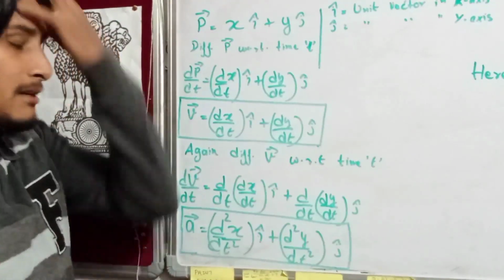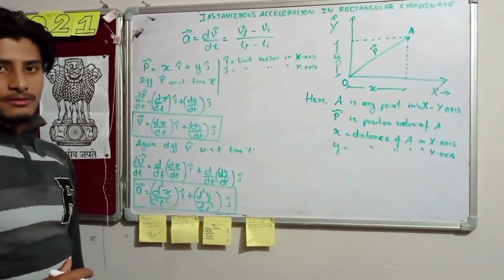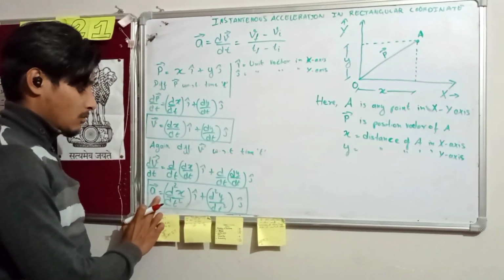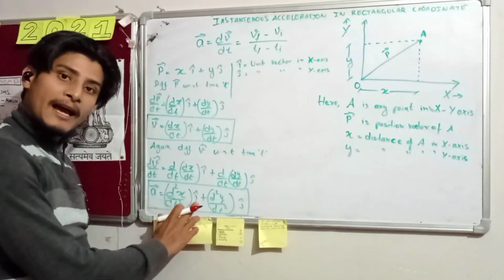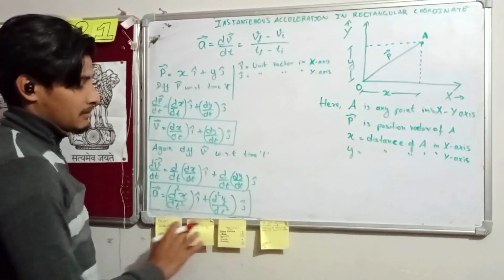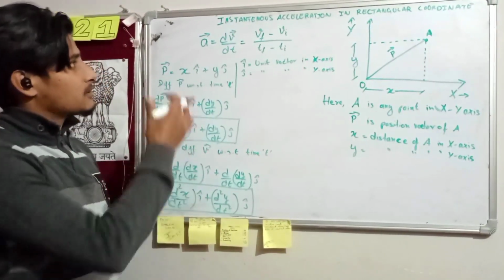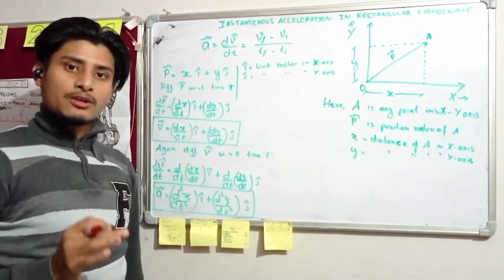So this is a very simple method to find the instantaneous acceleration. This is how we derive the instantaneous acceleration: d square x divided by dt square i cap, where i cap, as I told you, is the unit vector in the x-axis, and d square y divided by dt square j cap, where j cap is my unit vector in the y-axis. So this is how we derive the instantaneous acceleration in rectangular coordinates.